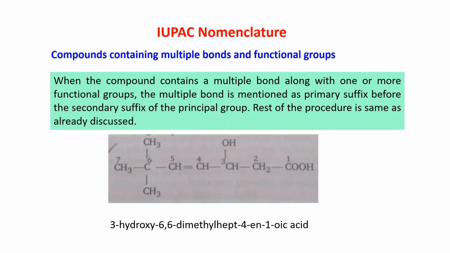Now when the compound contains a multiple bond along with one or more functional groups, the multiple bond is mentioned as the primary suffix before the secondary suffix of the principal group. Now the rest of the procedure is the same. Now look at this example.